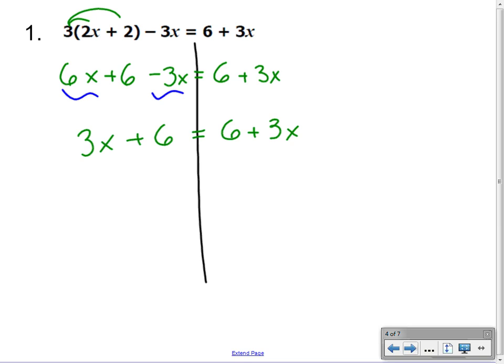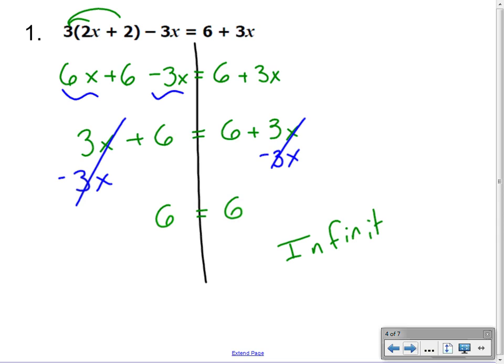So let's gather our variable to the left side this time. So we're going to cancel 3x off of this side by subtracting. Going to subtract 3x from this side as well, and it cancels. So let's see what's left over. We now have 6 equals 6. That is true, which tells us that this equation has an infinite number of solutions.